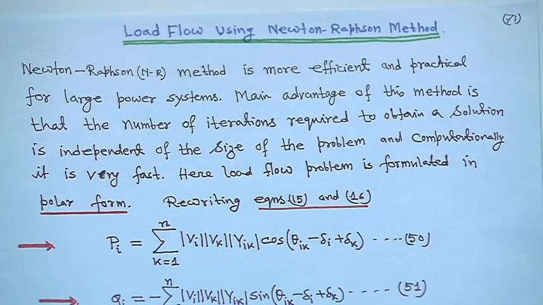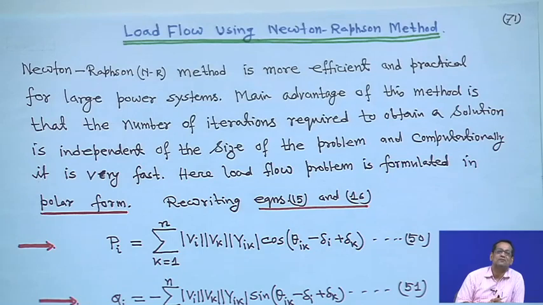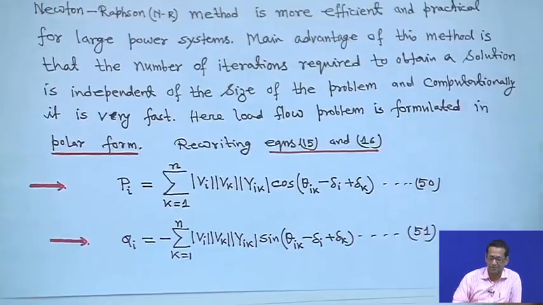Basically, for the Newton-Raphson method, you will generally find it takes hardly 3 to 4 iterations to converge, even 2 to 3 iterations, right. Whatever may be the dimension of the problem. Dimension of the problem means the number of bus bars. Suppose you consider a 500 or 1000 bus bar problem, you will find the number of iterations more or less independent, right.